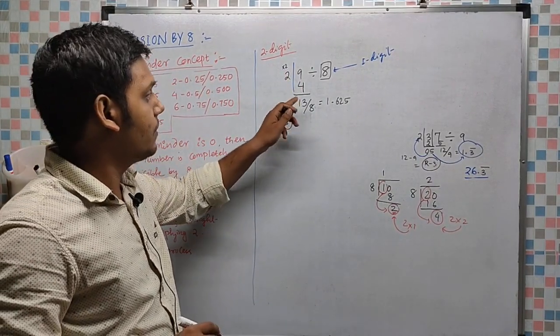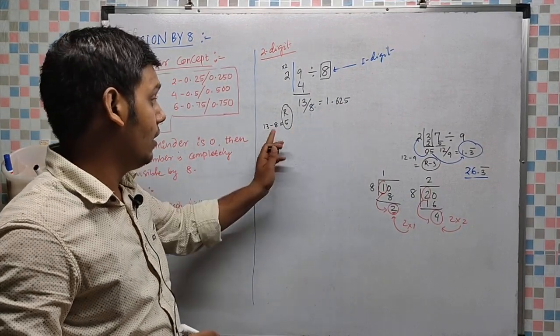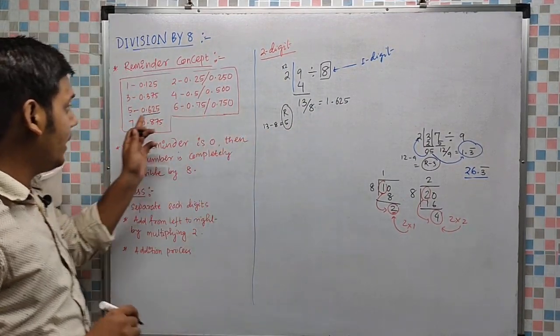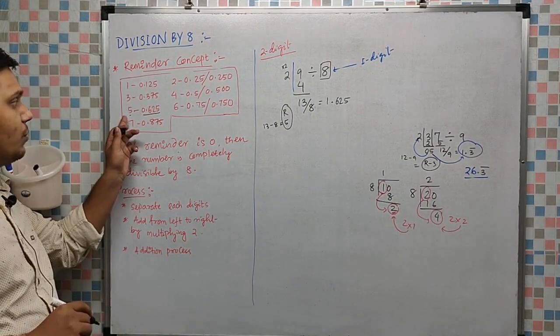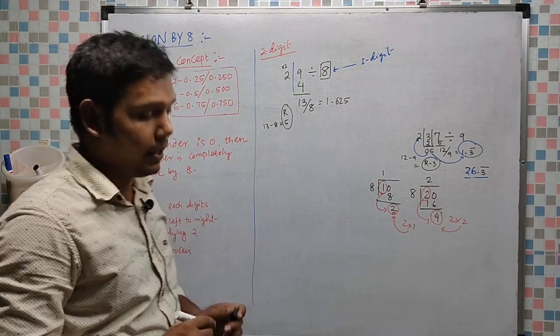The final sum 13 will be divided by 8. 8 one time I can take, so 8 1 8. So the remainder is 5. When the remainder is 5, I have to see these values. 5 means 0.625. So 0.625 I have written.